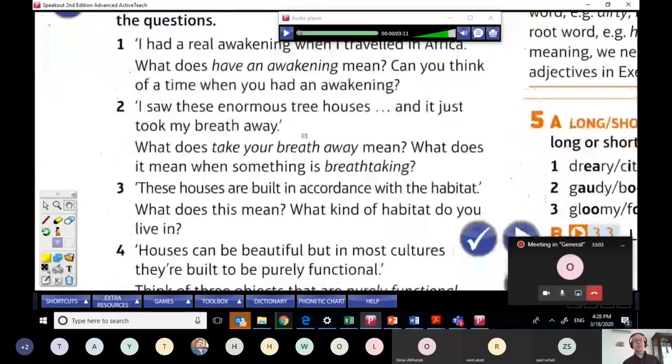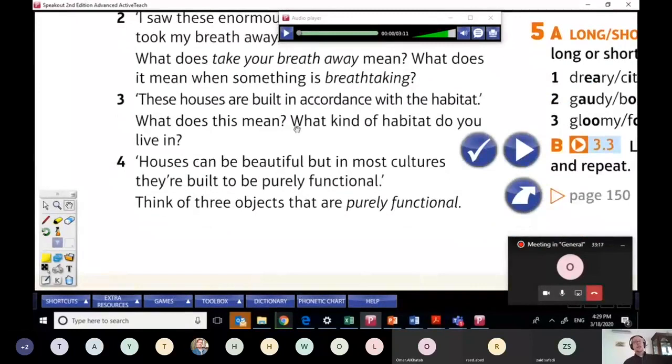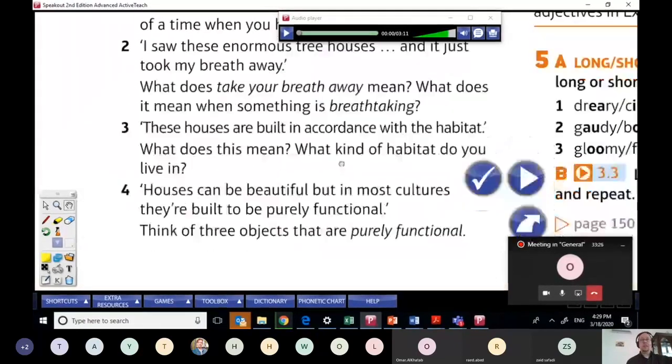Okay, then he saw these enormous trees, and it just took my breath away. You guys should know what this one means because we learned breathtaking the other day. So if it takes your breath away, what does that mean? It's like you're unable to express its beauty. Mesmerizing. Good. Those are all excellent answers. These houses are built in accordance with the habitat. I think it was either Heba or Yasmin who was talking about the way the house was built in accordance with the habitat. So they use the environment around them.